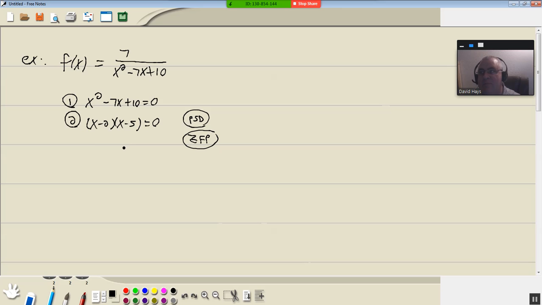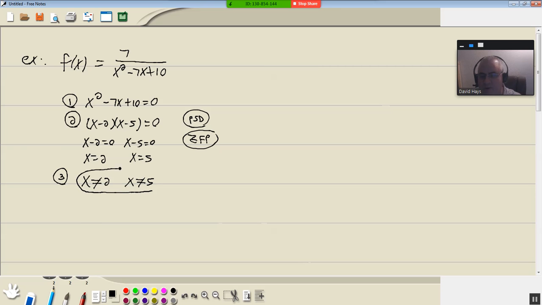Now our zero factor property. You get 0 on one side, you factor the other side, you set each factor equal to 0. So I'll set x minus 2 equal to 0 and x minus 5 equal to 0. And I get x equals 2 and x equals 5. Now these are the values that it cannot be. So we had to put a slash through the equals. So x cannot equal 2 and x cannot equal 5.